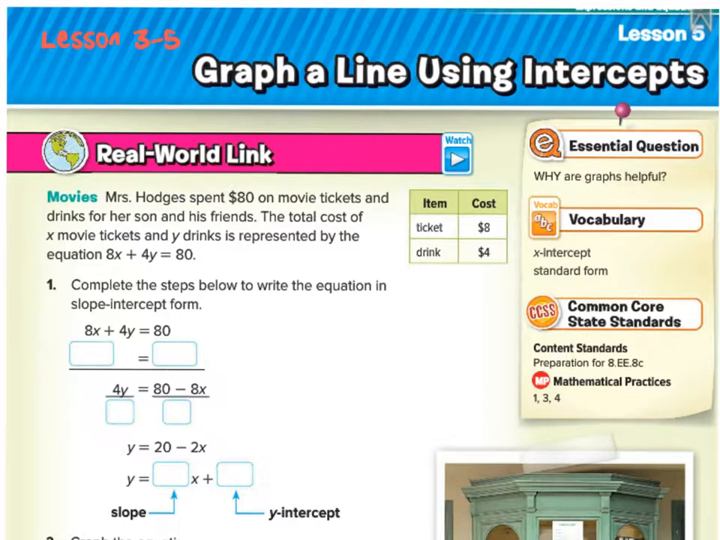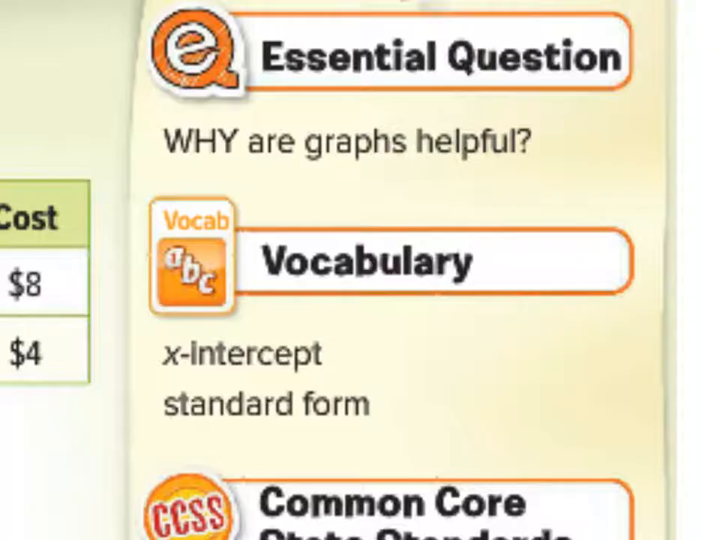Hello everyone, welcome to lesson 3-5, graph a line using intercepts. We will continue to address the question, why are graphs helpful? And we will use words such as x-intercept and standard form.